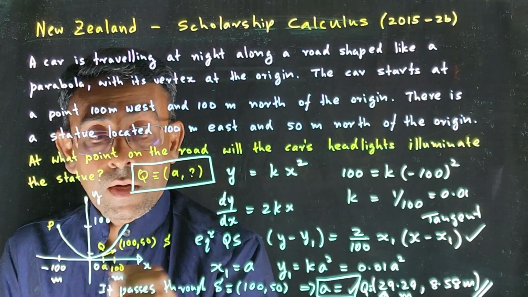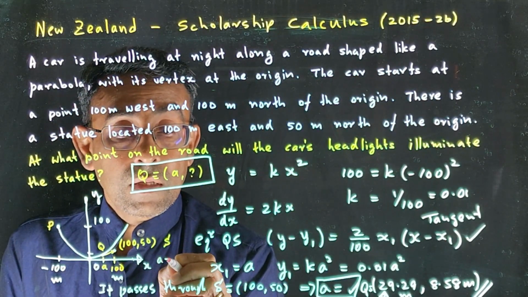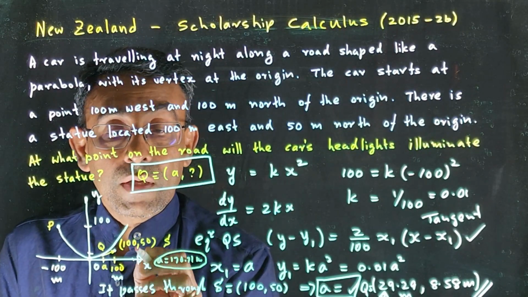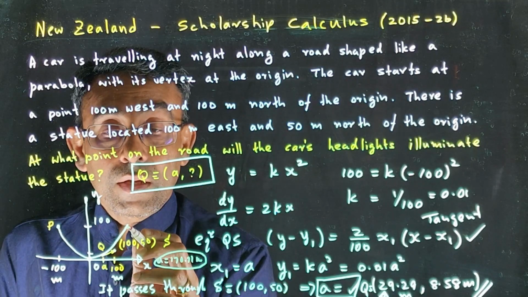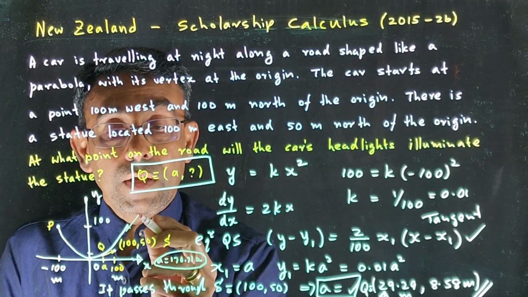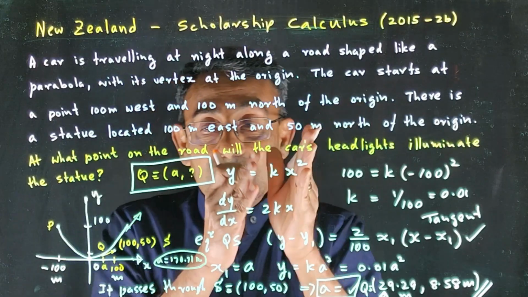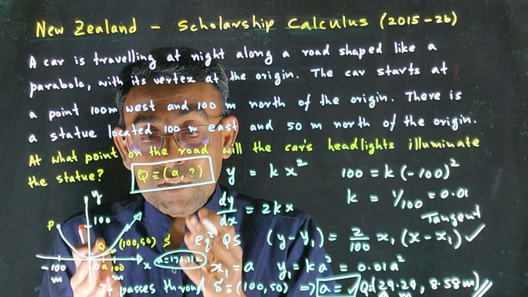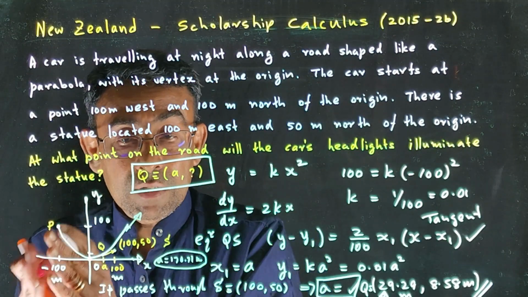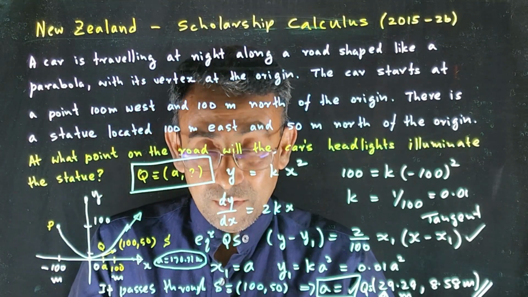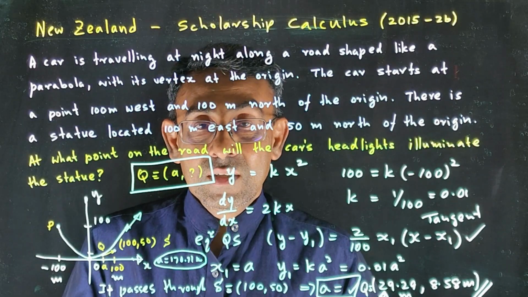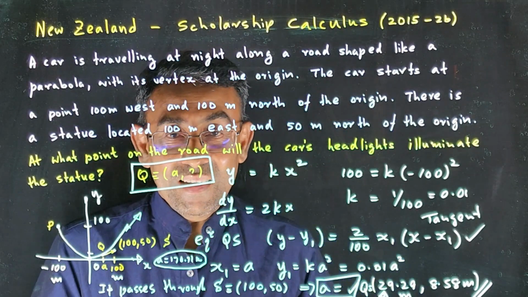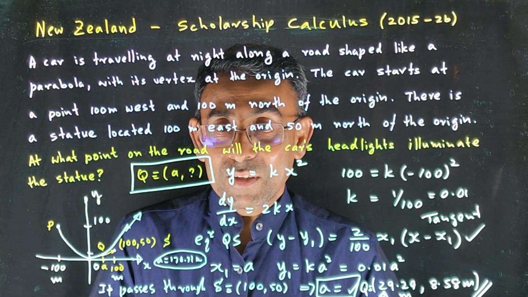A is 170.71 meters, but please note that this is somewhere here. That means you cannot have the car here at the same time the light reflects, because the light will be going forward, not backward. So you need to be a bit careful there. What is the answer? You need to select the answer which is below 100 meters. That is where the car will illuminate the statue. Hopefully you will solve this question and get the answer by yourself. Thank you.